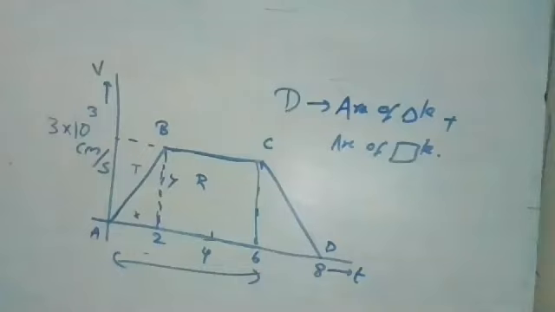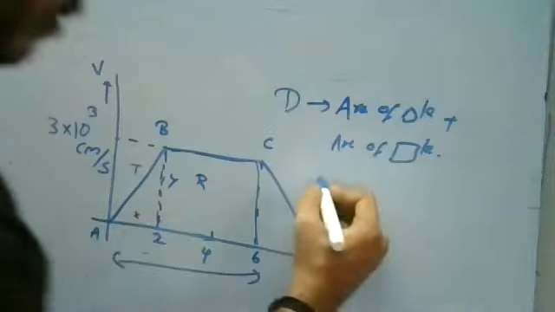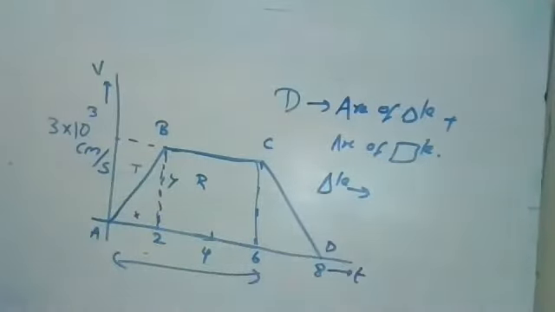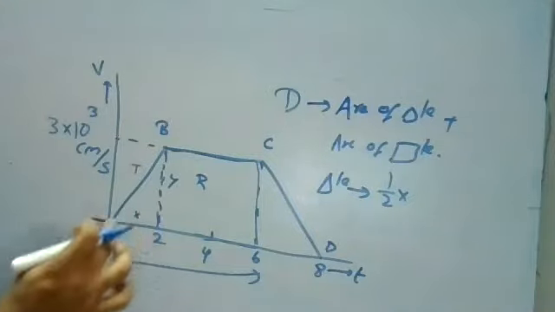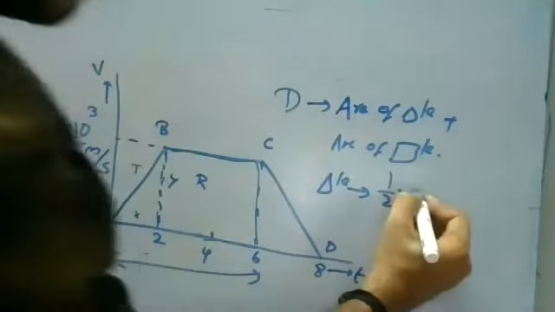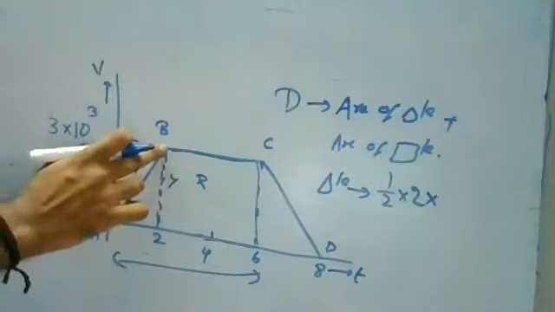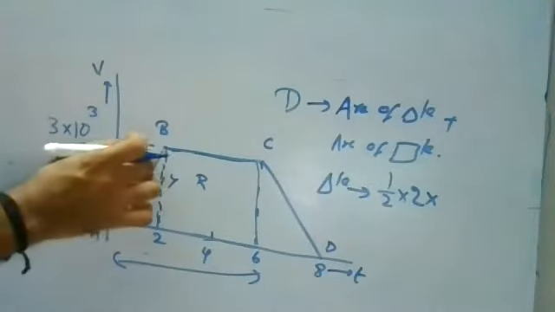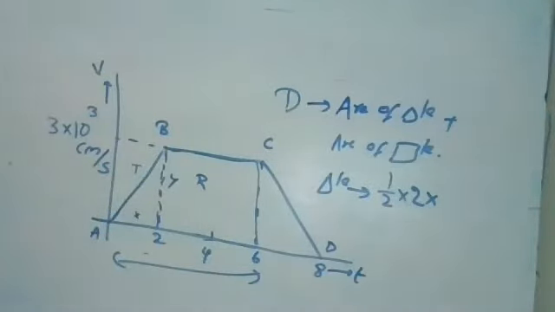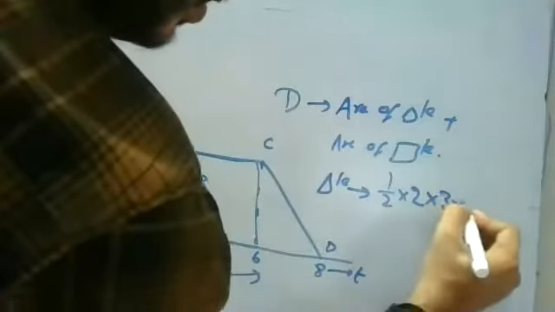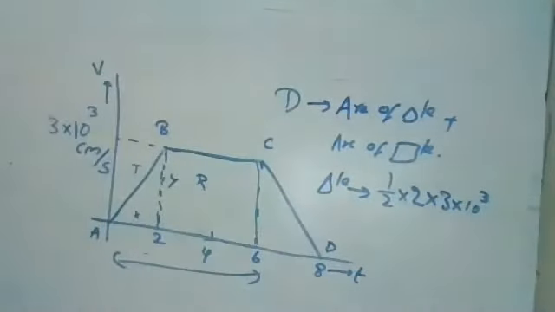First, the area of a triangle is half into length into breadth. But here, which is the length and which is the breadth? If you see the x-axis and y-axis, we have to consider the difference. The triangle is half into the x-axis time period, the duration we have taken, which is 2 seconds, into the highest peak, how much velocity it reached. With respect to the y-axis, it is 3 into 10 power 3. That is the area of the triangle.